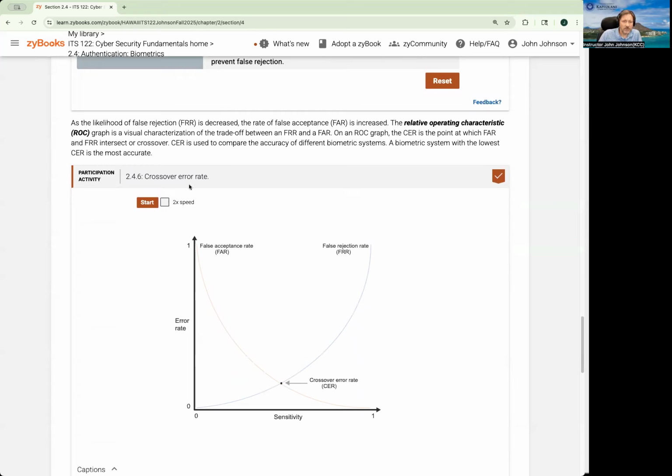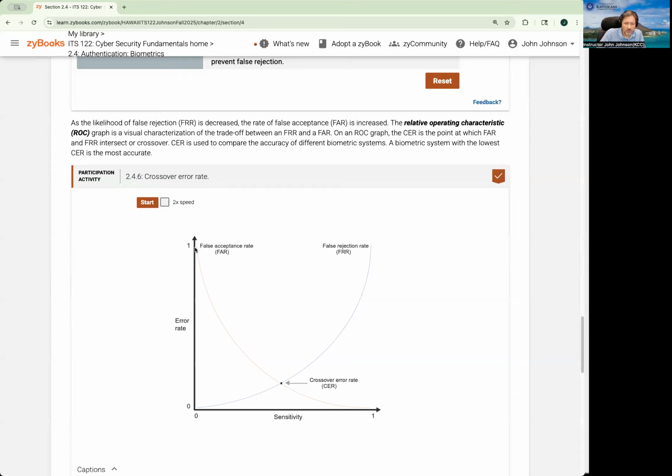So this is your false rejection rate here. As this is decreased, the false acceptance rate is increased, okay? As this is decreased, you're going to see this is rising. As this goes down, this goes up. You see your rejection rate is going down, and that stands to reason, because as your rejections go down, it's being a little bit more accepting. So you're going to expect that the false acceptances would rise.